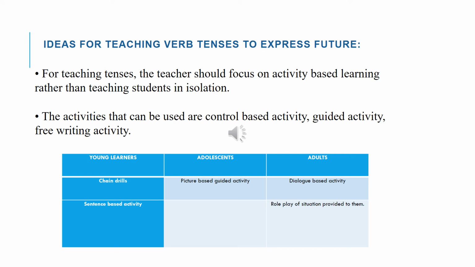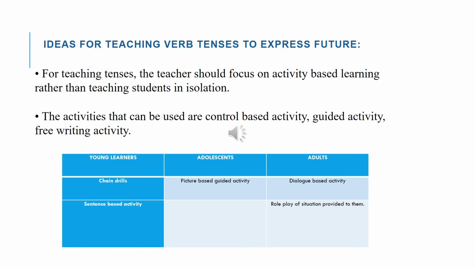And the other thing is that you can give them fill in the blanks where certain verbs are missing, so that they just have to insert a specific word into the entire sentence. The other one is for adolescents. What you can do is give them picture based activities, and ask them to write down what people are doing in the picture, and you can also give them situation based activities and dialogue based activities. It depends on what level of students you're dealing with.